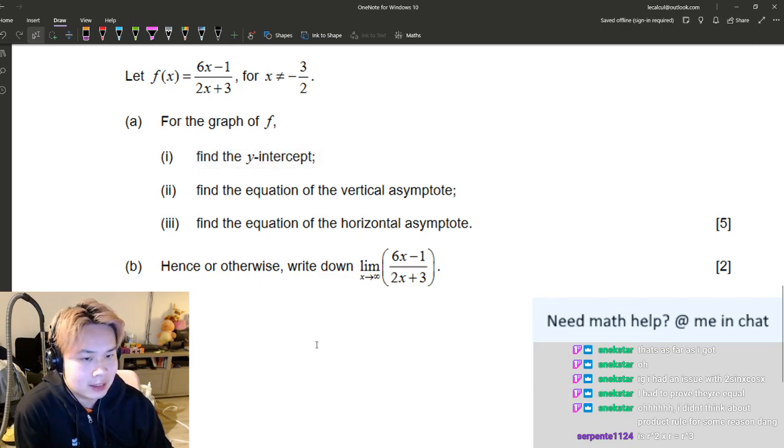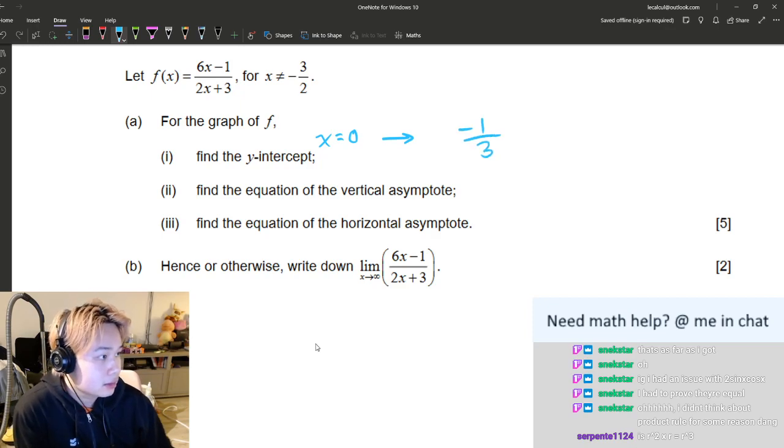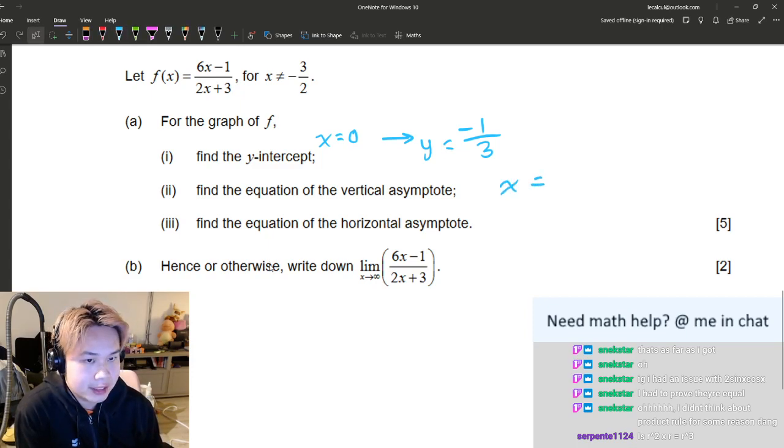First, we can find the y-intercept. So y-intercept is when x is 0. So if we were to just plug in 0, I get negative 1 over 3. So that's my y-intercept. The equation of my vertical asymptote, well, they gave it to me. That was in my domain restriction. And then the equation of the horizontal asymptote. So that's just the coefficient of the x's, so 6 over 2, which becomes 3.